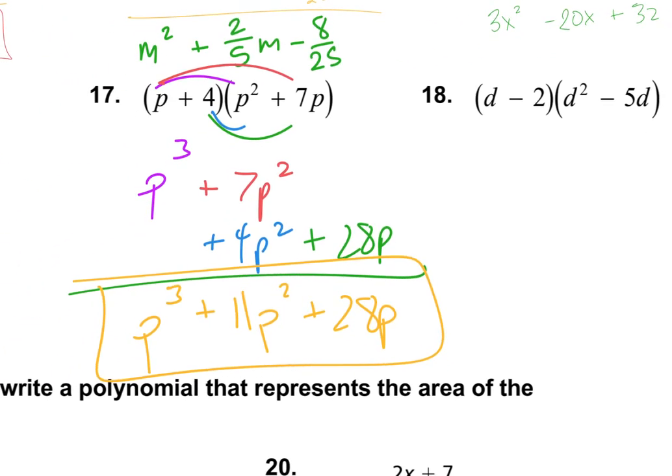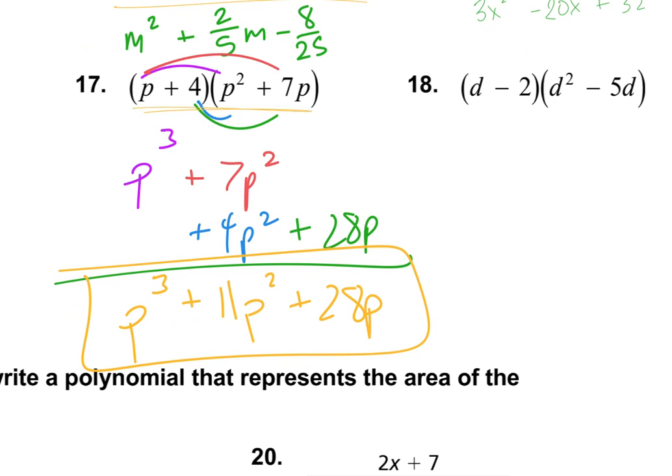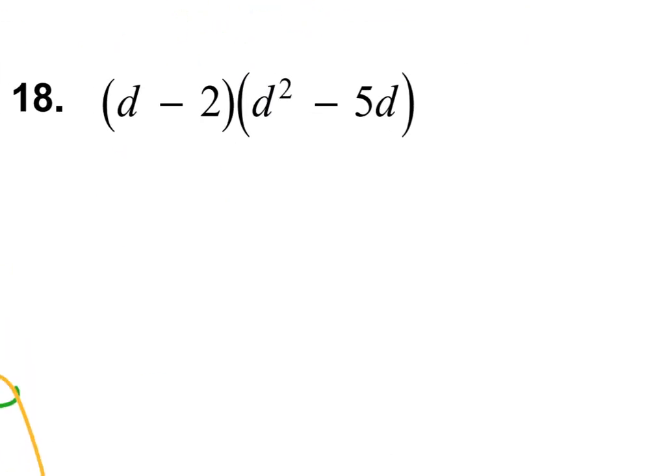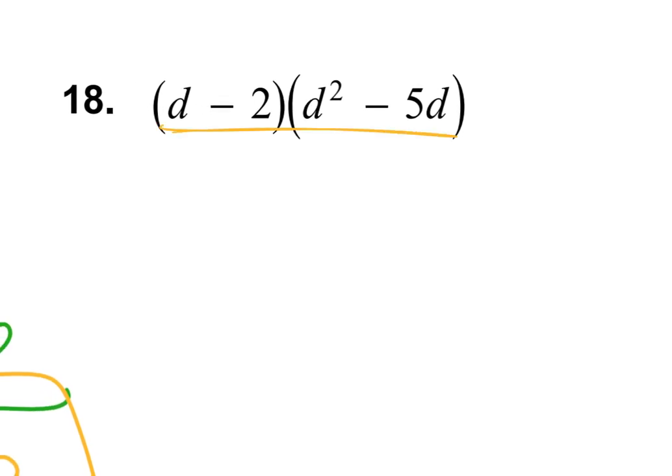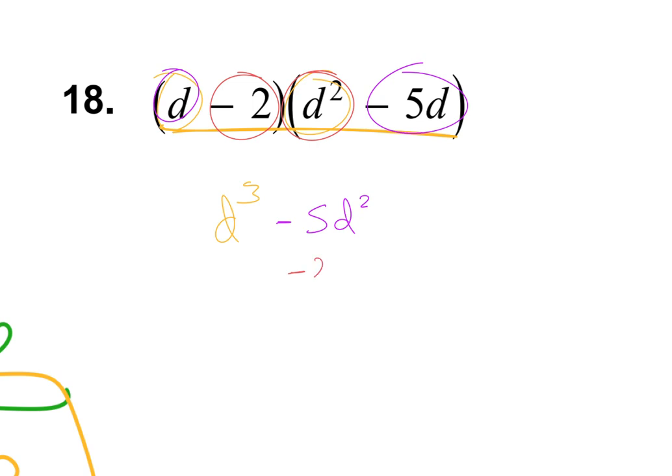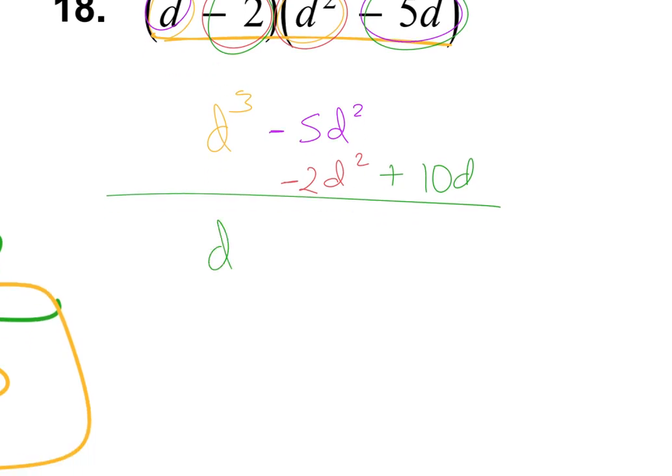Next, oh, and by the way, it worked out so nicely because both of these are in standard form. D times d squared is d cubed. D times negative 5d, that's negative 5d squared. Negative 2 times d squared is negative 2d squared. And negative 2 times negative 5d is positive 10d. Add all that up and you get d cubed minus 7d squared plus 10d.